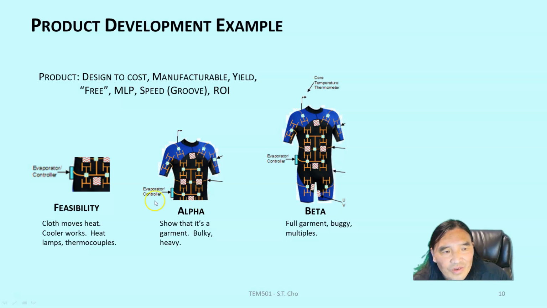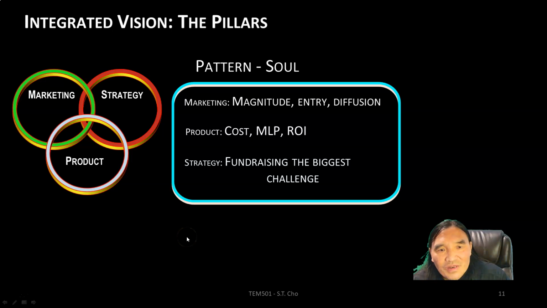Then demonstrate how this works. In terms of feasibility, I just need to show that the cooler works in a piece of fabric. Then I can show how a garment's made. Maybe it's bulky and heavy, but then how we're going to make it thinner. And then finally, an entire suit. And that's my beta. When we look at the pillars, marketing is about the magnitude, the entry, and once I have my entry, how do I diffuse?